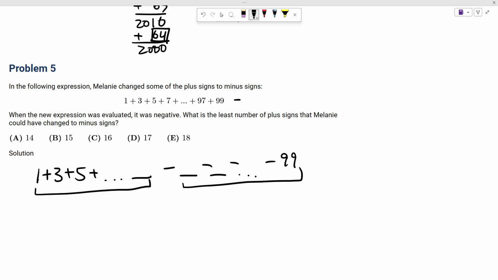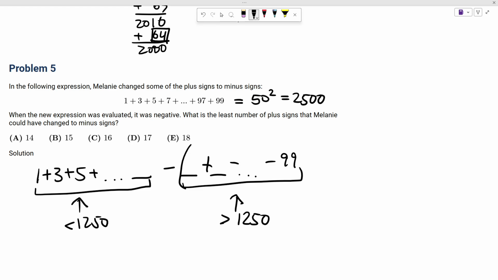So what does this initial sum equal? Well, this is the first 50 odd numbers, and it's helpful to know that the first n odd numbers add up to n squared. So this just equals 50 squared, or 2500. That means that this sum needs to be greater than 1250, and this sum has to be less than 1250. Let me draw this for emphasis. We're adding all of these together, and this has to be more than this, which means that it has to be at least half of the whole sum.